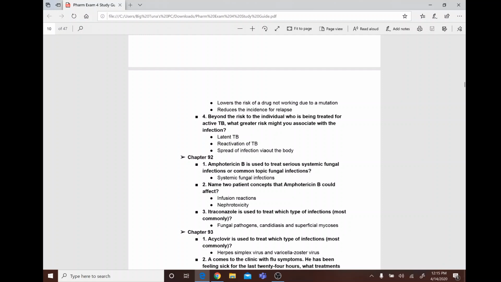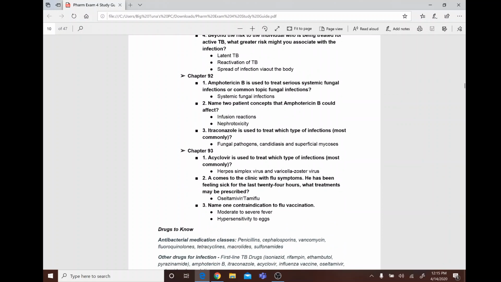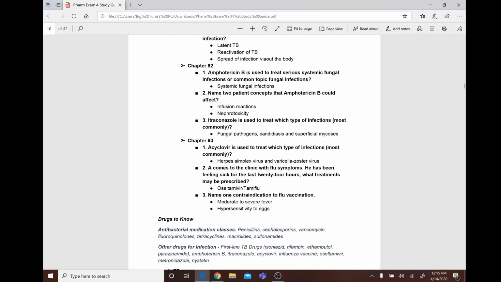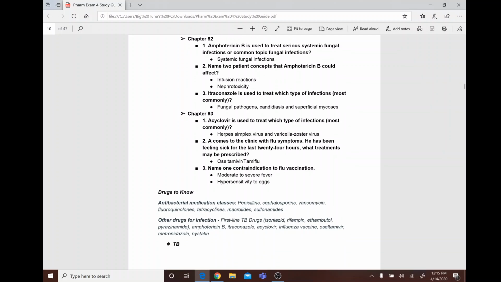Beyond the risk to the individual who is being treated for active TB, what greater risk might you associate with the infection? Latent TB, reactivation of TB, and spread of infection throughout the body. Amphotericin B is used to treat serious systemic fungal infections or common topical fungal infections. Name 2 patient concepts that amphotericin B could affect. Infusion reactions and nephrotoxicity.